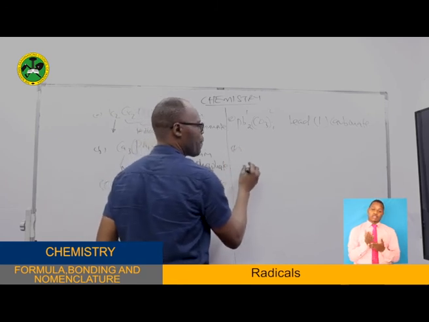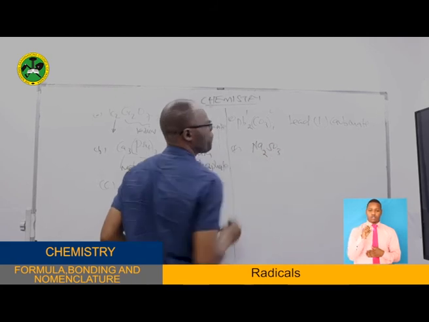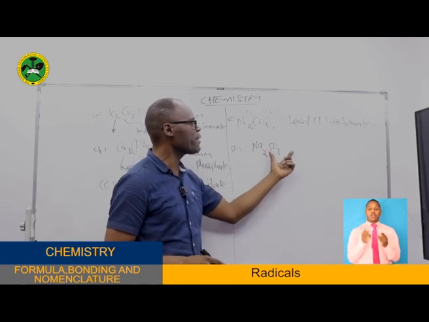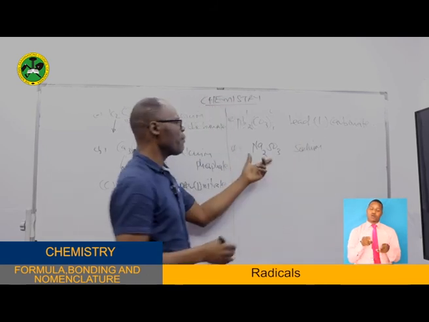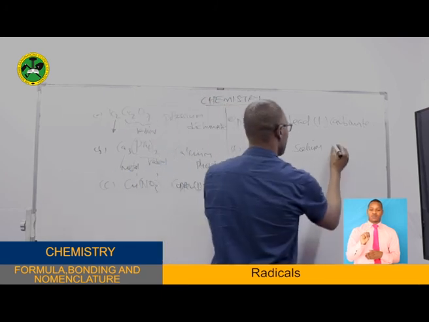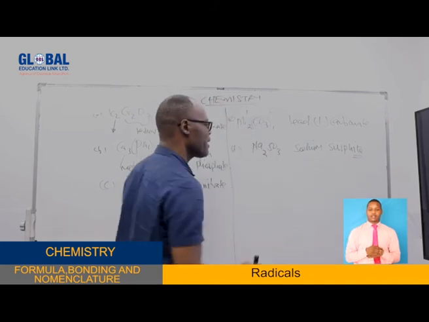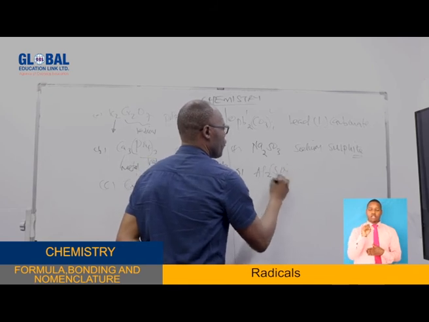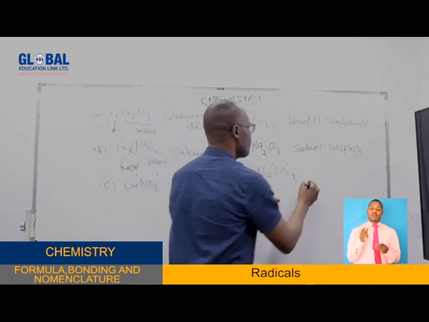Part F, we have Na2SO3. This is a normal metal, sodium. This is our radical, sulfite. So we have got our sodium, and sodium does not have any other state except 1, and then we have got our sulfite, sodium sulfite. And lastly, G, we have got Al2(SO4)3. This is aluminium, a normal metal, and a sulfate, so it becomes aluminium sulfate.